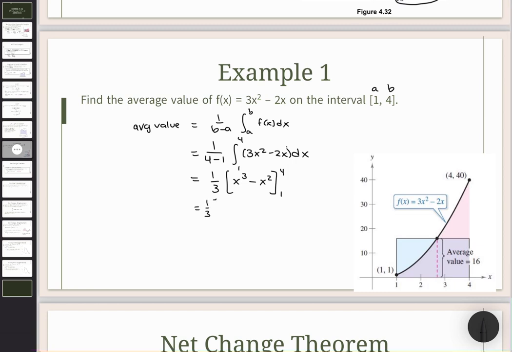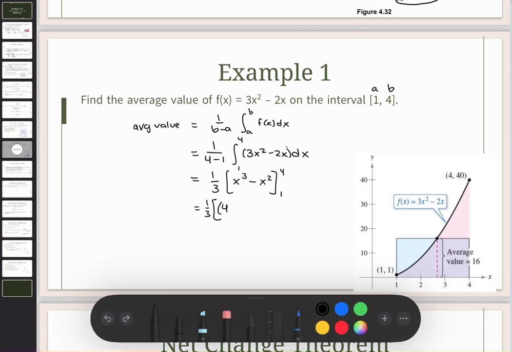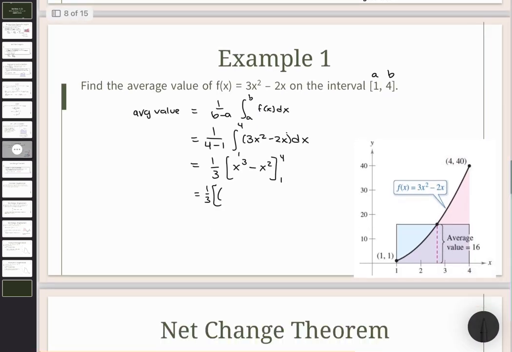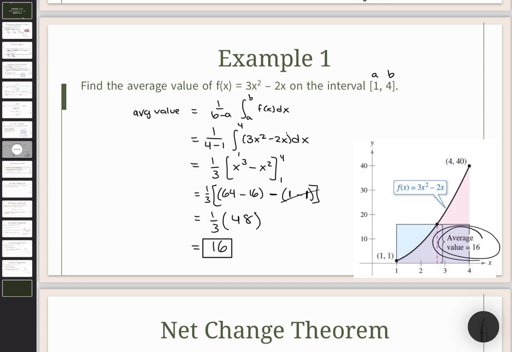That 1/3 is still just going to stay out front. I'm going to plug this in. 4 cubed, actually I'm going to write out what 4 cubed actually is. So 4 cubed is 64, minus 4 squared is 16. Subtract all that by 1 cubed minus 1 squared, which is 1 minus 1. Okay, we can simplify. 1/3 times 64 minus 16 would be 48. The 1 minus 1, those two are canceling each other out. And our final result is 16, which is the answer they showed over here. So that average value, that f of c, is 16.